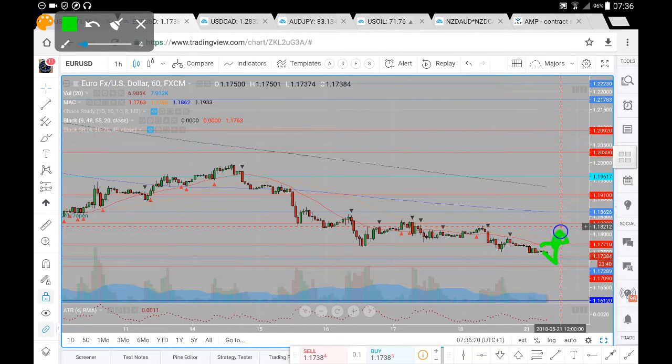If however we do turn around from where we are at present, the 1728, we're looking for a test of the 1771. If we do break and hold 1771, we're then looking for a move up towards that 1830. From 1830 we're looking at 1862. In around 1862 we do have the daily confluence of a 200 period moving average as well as the horizontal level, thus increasing the likelihood of seeing sell side momentum return to the market from that level.